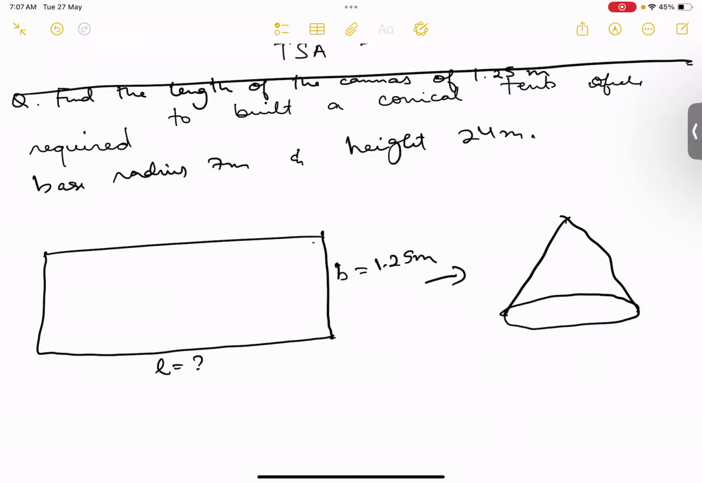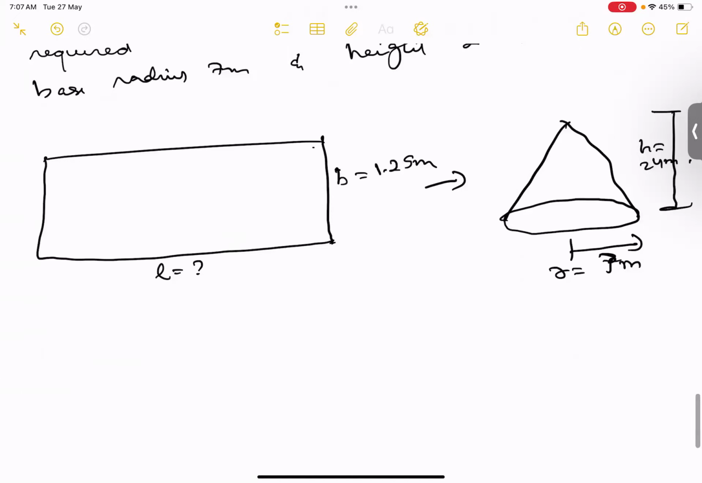And it says that the conical tent has a base radius of 7 meter. Okay. This radius is 7 meter and has a height of 24 meter. Height is equal to 24 meter. So what is the length of this canvas that we require to make the conical tent? This is what the question is asking.